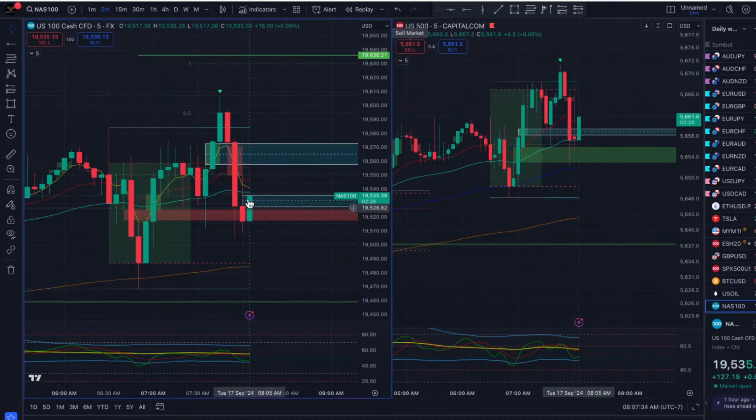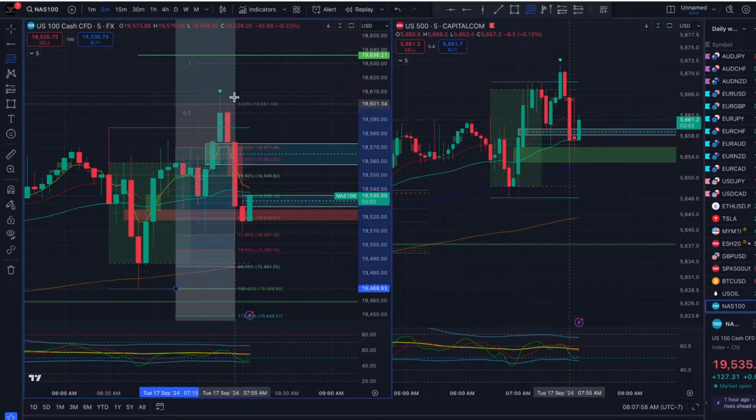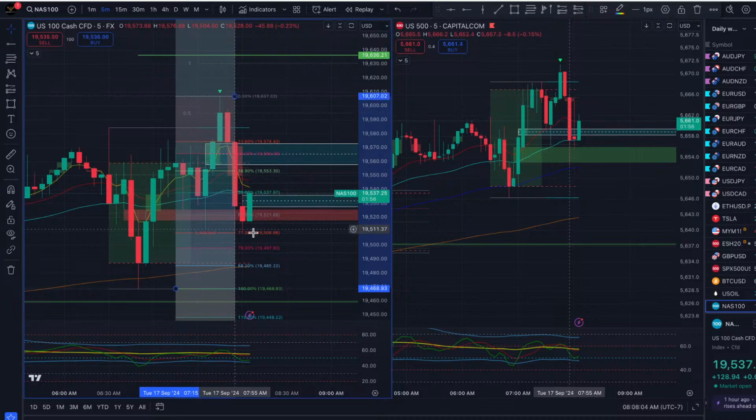Okay, so we have 2 minutes left in this candle. We are slowly getting above that fair value gap. We're still within the golden zone, 61%, 71%.